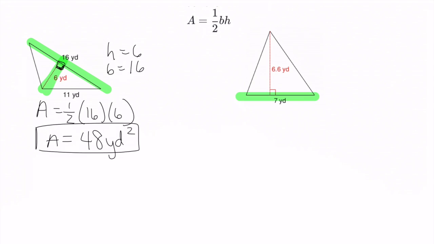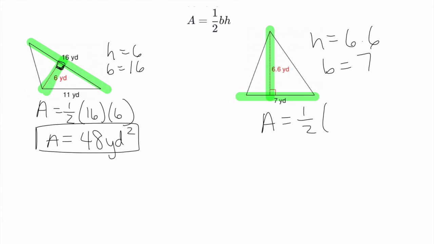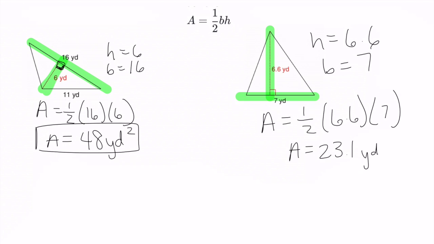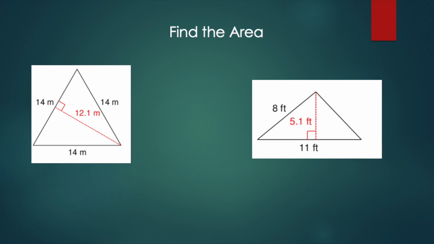So base, height, 6.6, and our base is 7. So area equals 1/2 times 6.6 times 7. So 1/2 times 6.6 times 7 will give us an area of 23.1 yards squared. All right, so try a couple on your own.